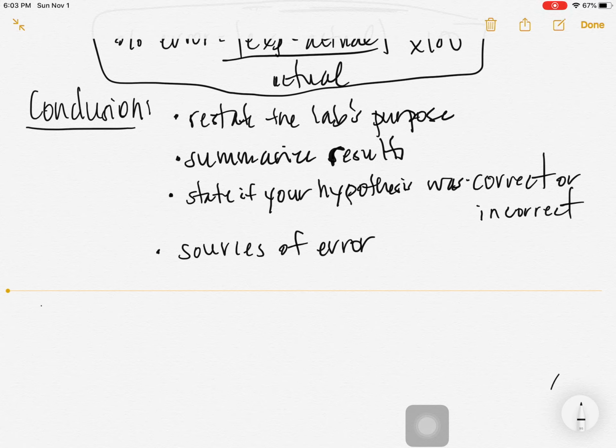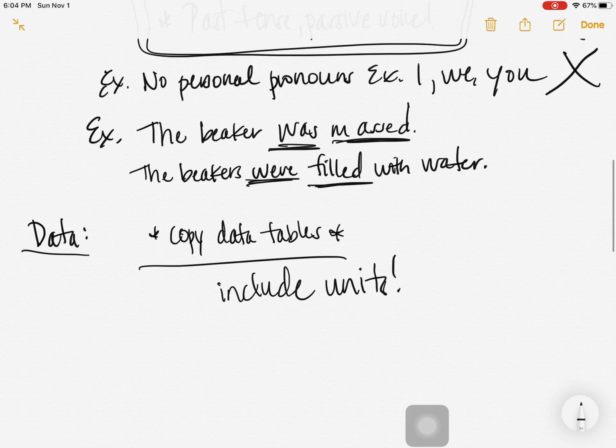And there can be several reasons for that. It could be something that you actually know happened in the lab. It could be something that maybe you think could have happened. But you're going to attempt to justify any data that is not expected in the conclusion by stating some sources of error. So this is the lab report format that we will follow for all labs in this class.